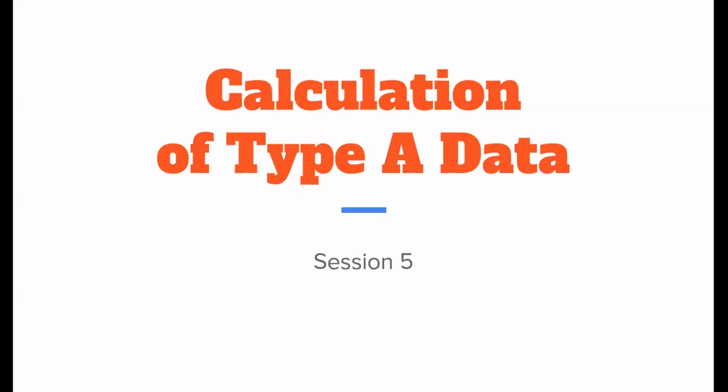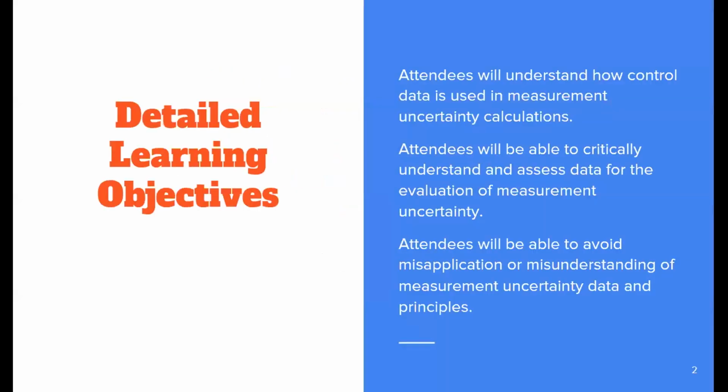Let's start with a quick reminder about this session's detailed learning objectives. Previously, we had discussed control charts and their various elements, right? In this session, we're going to apply the statistics we've covered thus far to the usage of control data in measurement uncertainty. This is not an A to Z of how to calculate measurement uncertainty, but we want to consider how statistics are used in this process and to really solidify the understanding of the concepts that we've laid out thus far.